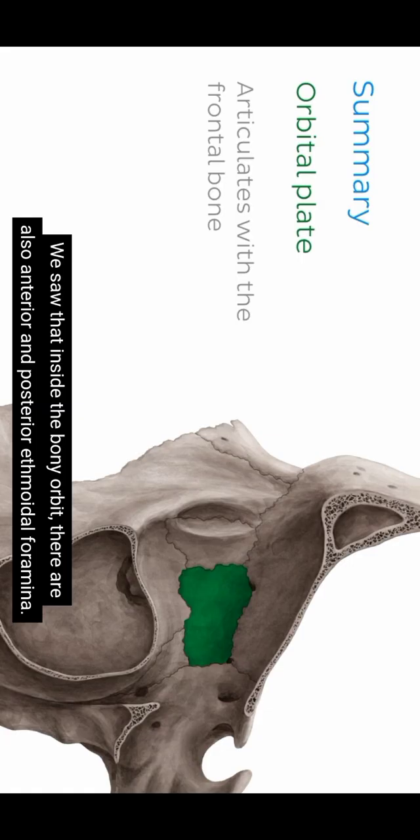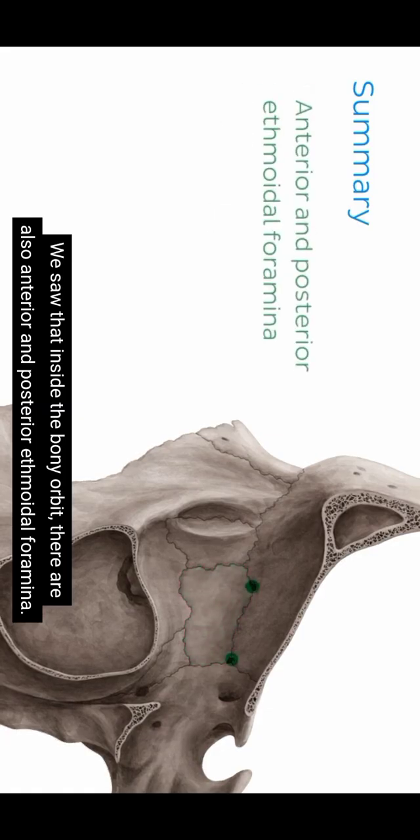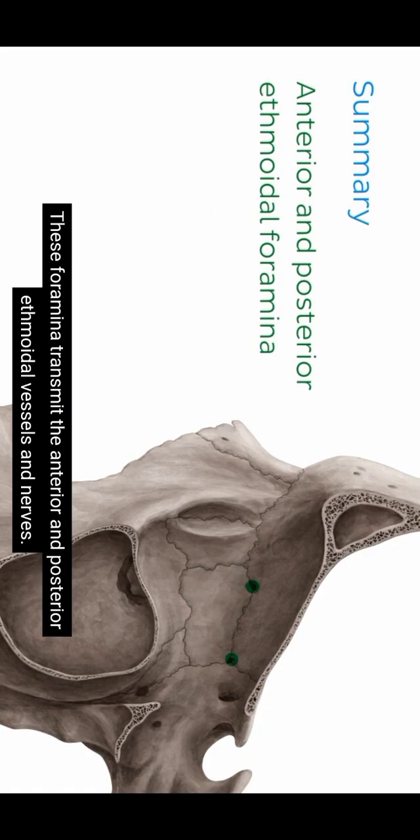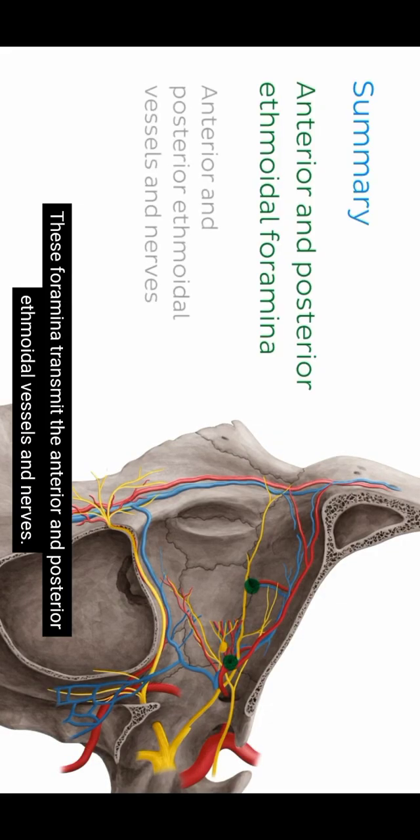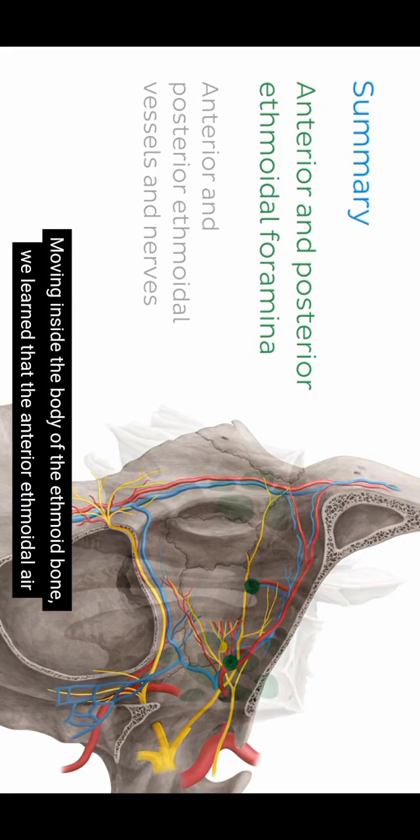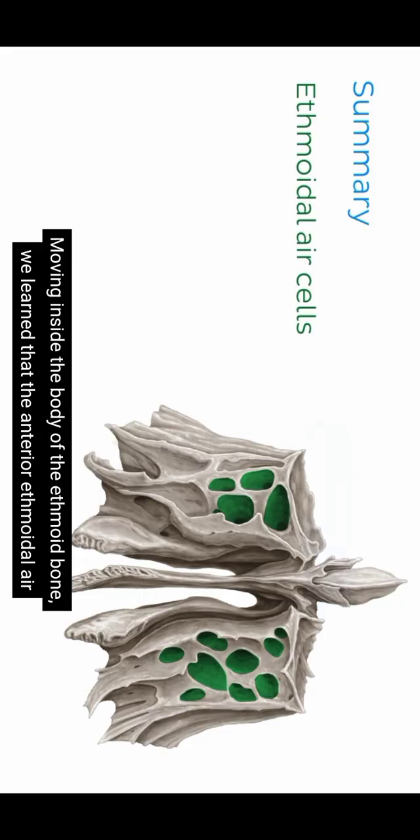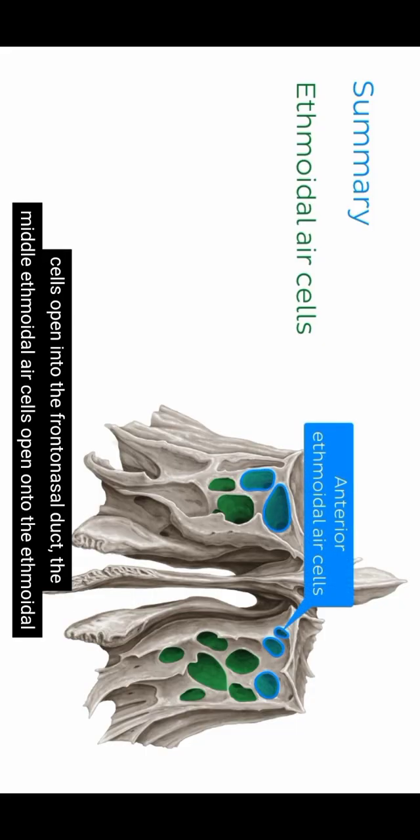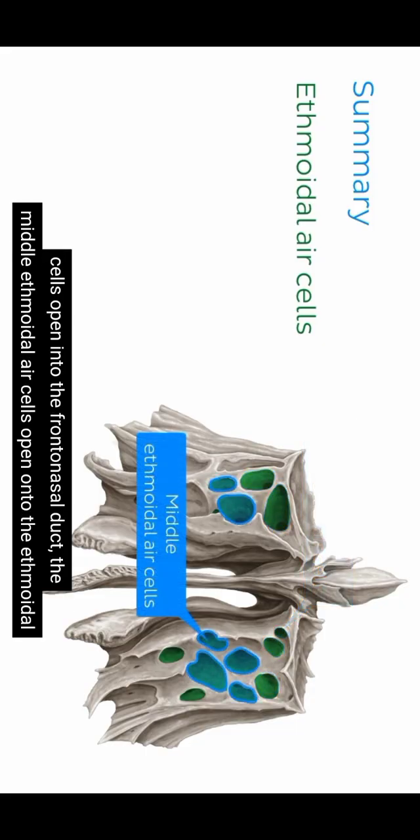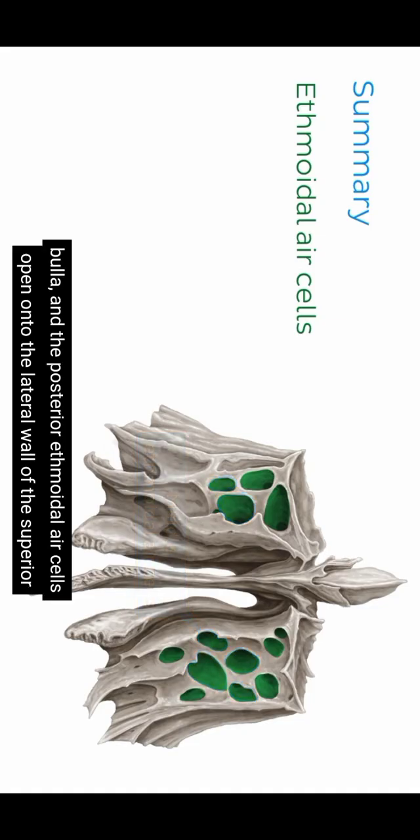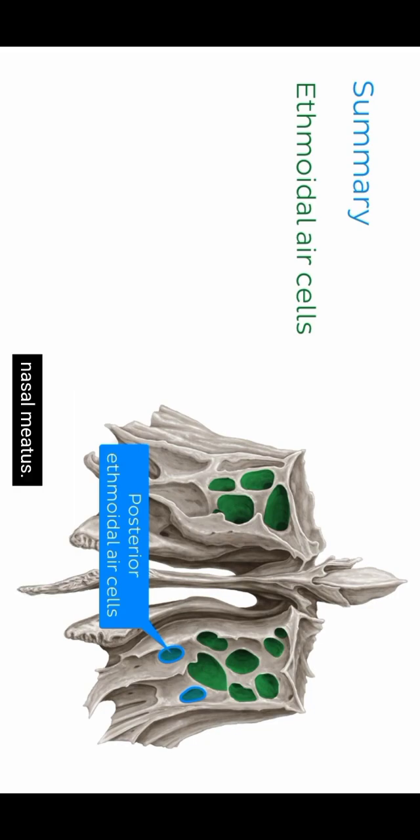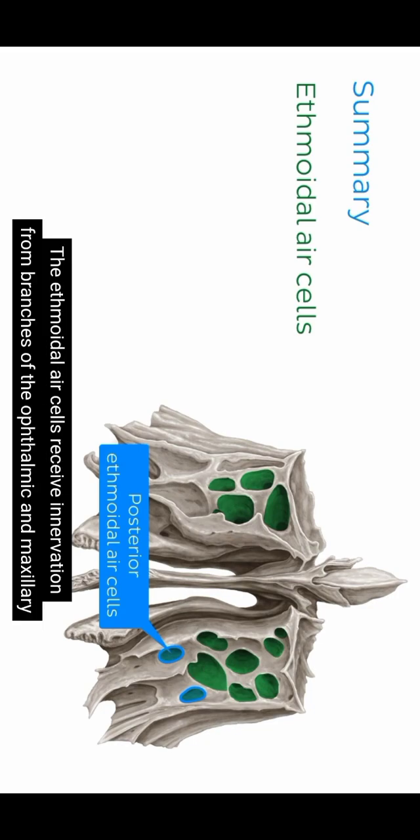We saw that inside the bony orbit there are also anterior and posterior ethmoidal foramina. These foramina transmit the anterior and posterior ethmoidal vessels and nerves. Moving inside the body of the ethmoid bone, we learned that the anterior ethmoidal air cells open into the frontonasal duct. The middle ethmoidal air cells open onto the ethmoidal bulla, and the posterior ethmoidal air cells open onto the lateral wall of the superior nasal meatus. The ethmoidal air cells receive innervation from branches of the ophthalmic and maxillary nerves.